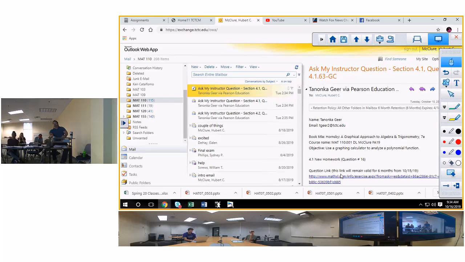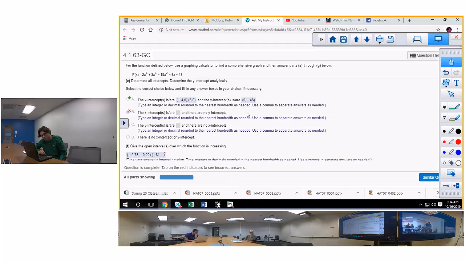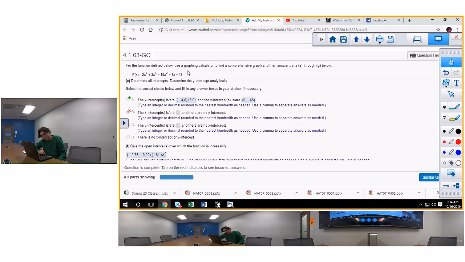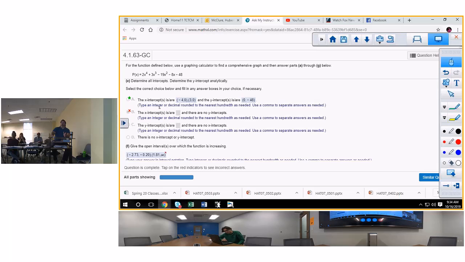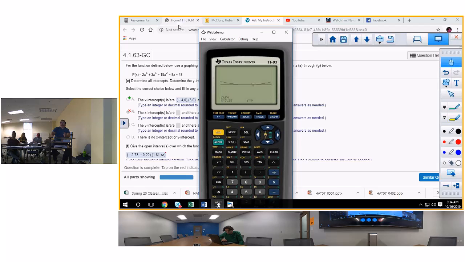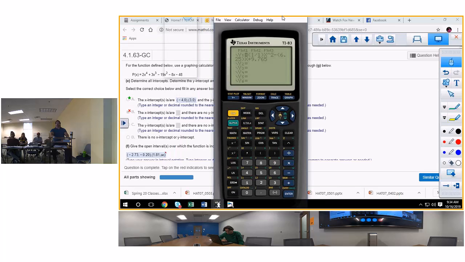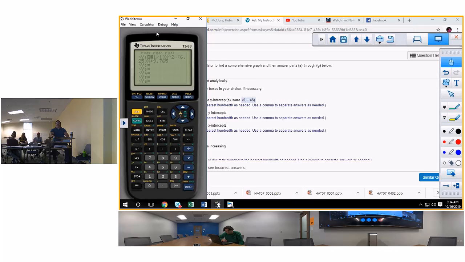16. I hope this was a little bit less tedious. For the function, use a graphing calculator to find the x-intercepts. Okay, let's do this one. So let's see if this is a good calculator question. So y is equal to 2. I'm just going to redo this one. If it'll let me, there we go. Won't let me move it.